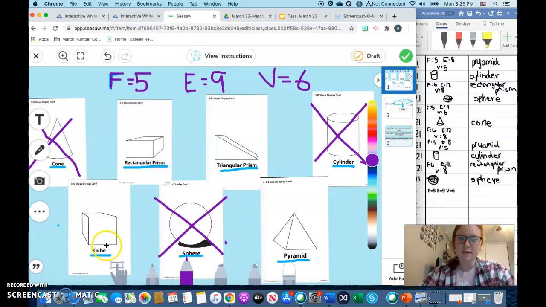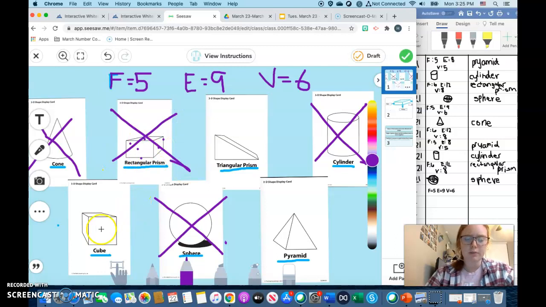Okay, so it leaves us with how many shapes? 1, 2, 3, 4 shapes. Let's start with our faces and count. 1, 2, right? 1 in the back, 1 in the front. 3, 4, 5. Ooh, our rectangular prism has 6 faces, and we're looking for one with 5 faces. So not a rectangular prism.